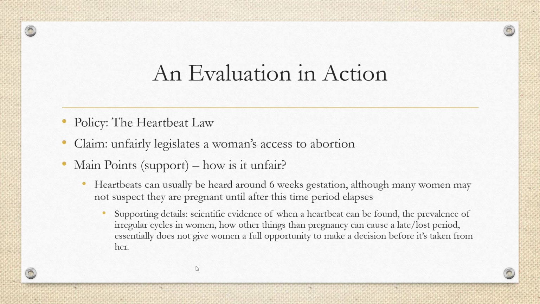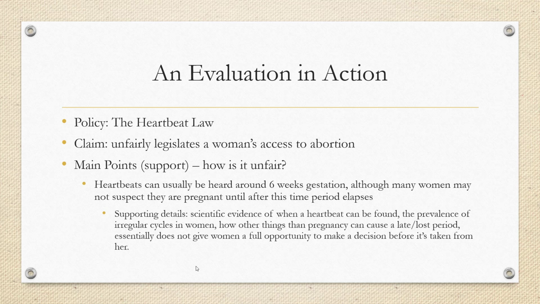Heartbeats can usually be heard around 6 weeks gestation, although many women may not suspect they are pregnant until after this time period elapses. So because the heartbeat law would not allow you to get an abortion after that heartbeat can be heard on a sonogram, this is unfair to women because they may not even know that they're pregnant until after that point, and therefore they're not getting a choice. So how would I support this? I would find scientific evidence of when a heartbeat can be found, the prevalence of irregular cycles in women.